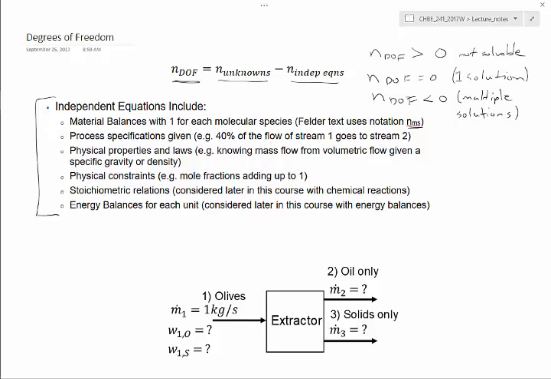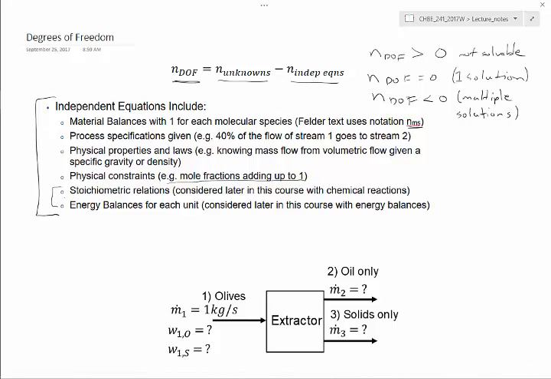Physical properties and laws are other independent equations that we might include, and so that might be knowing a mass flow from a volumetric flow based on specific gravity or density that we might know. One other is physical constraints, so mole fractions adding up to 1. And some others that we'll consider later in the course are stoichiometric relations and energy balances for each unit.